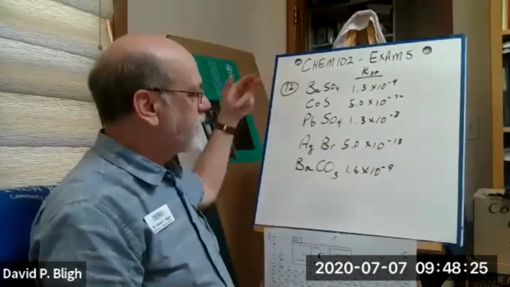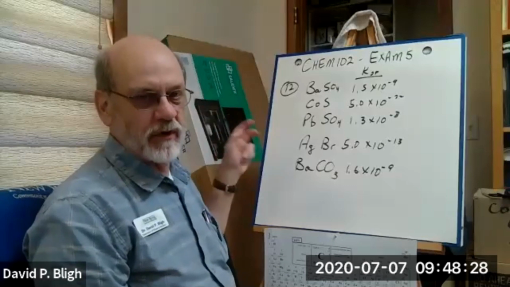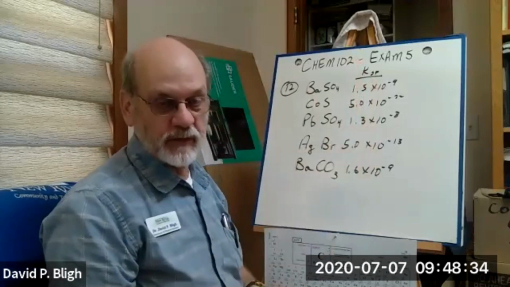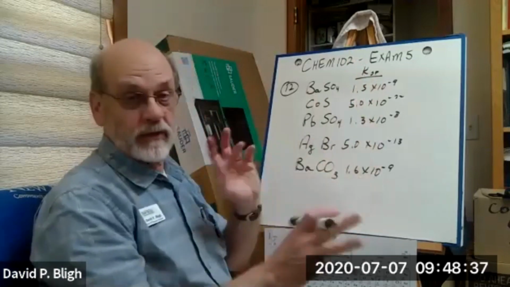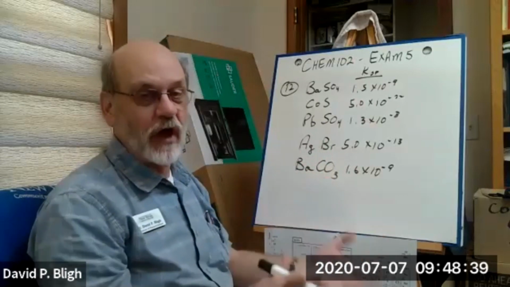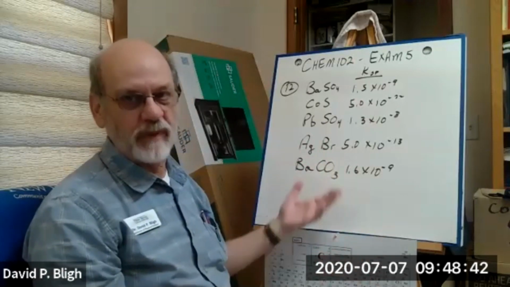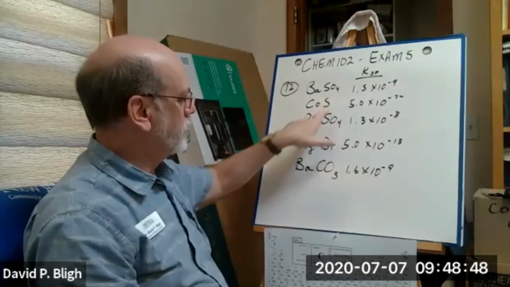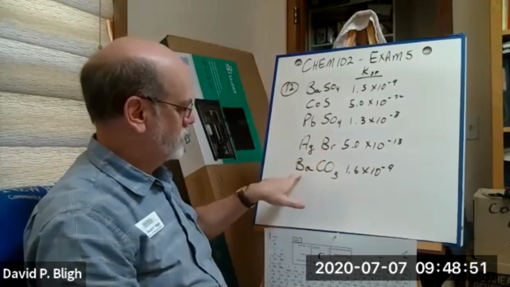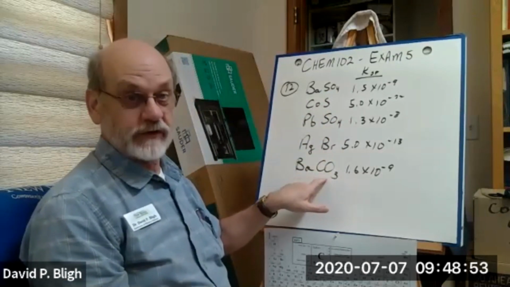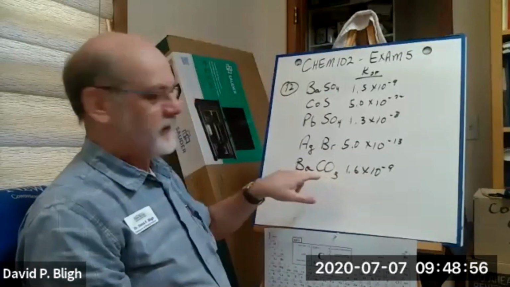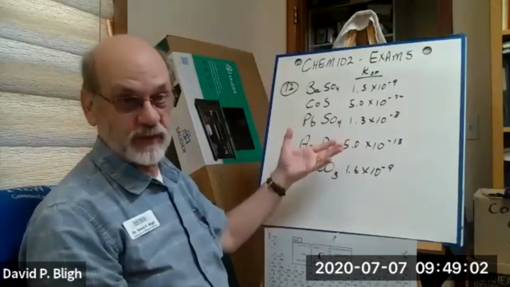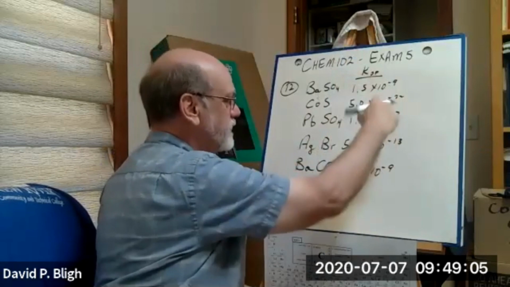If every compound produces the same number of ions in solution, then we can do a direct comparison of the Ksp. If they produce different numbers of ions, then we have to actually solve for the solubility in order to compare them. Look, this one produces one of these and one of those. 1 and 1, 1 and 1, 1 and 1, 1 and 1. So that's good, especially on a test. Because now you can just look at these numbers and say the most soluble one is the one with the largest Ksp, which would be this one.